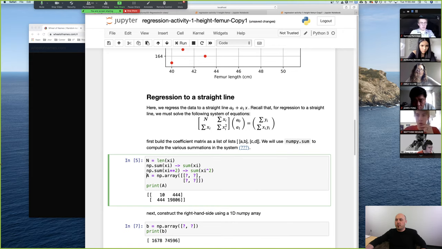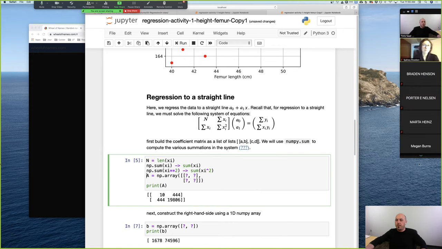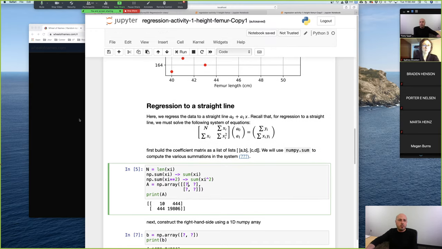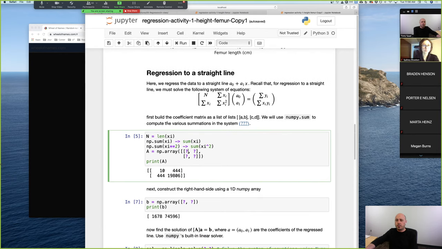If you have an answer, just pitch in. I do have the answer on the slides, okay? So you don't have to come back to these lectures all the time, but I want you to just try to fill in the blanks. Again, we're trying to solve the system in this form, and the matrix is n, sum xi, sum xi, sum xi squared. Okay, so let me see. Do we have any takers?